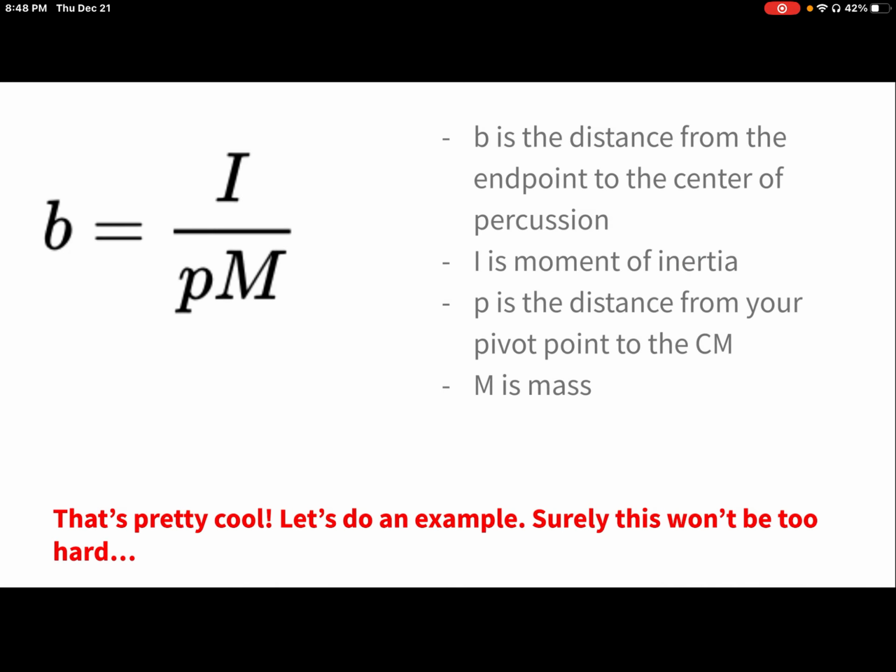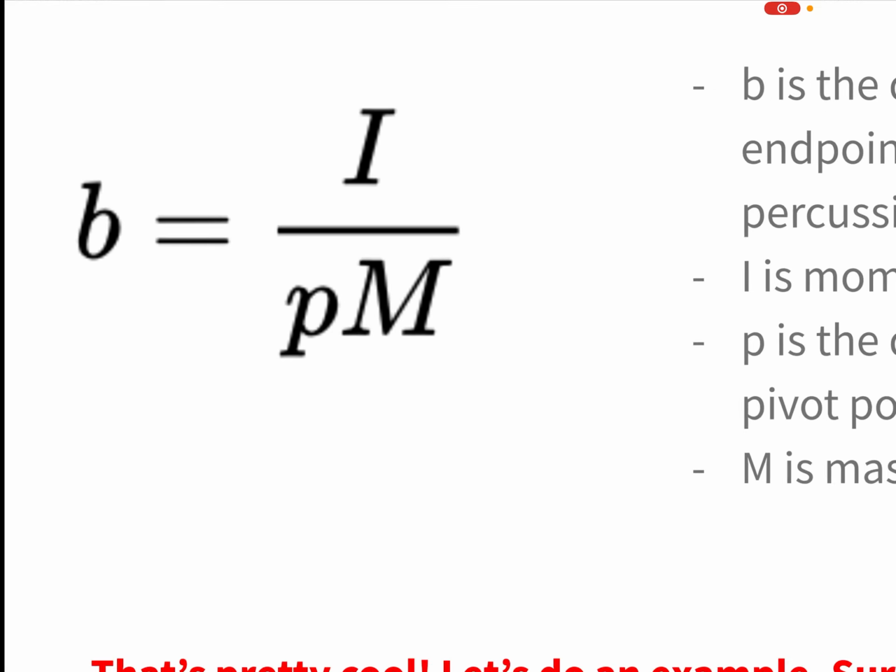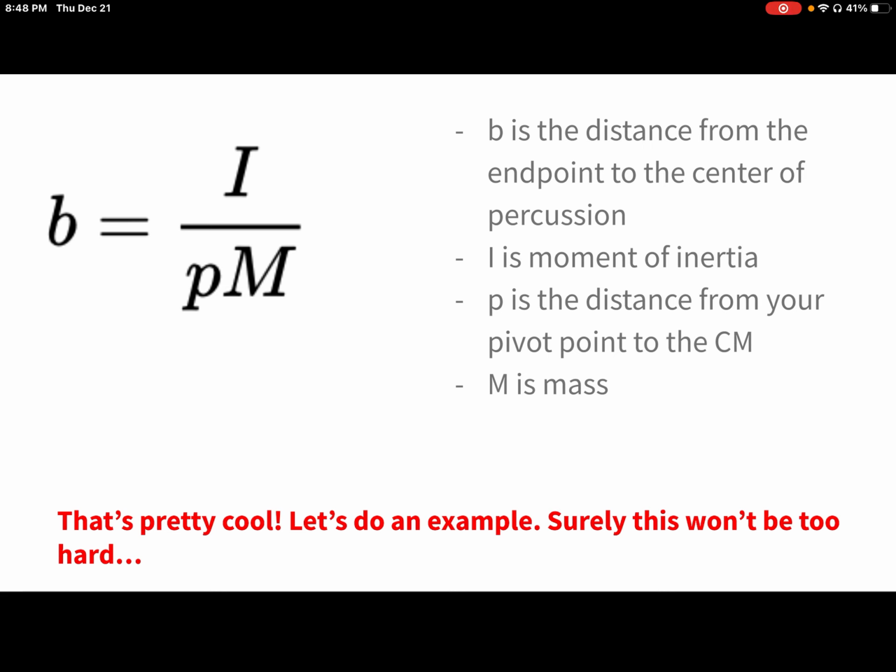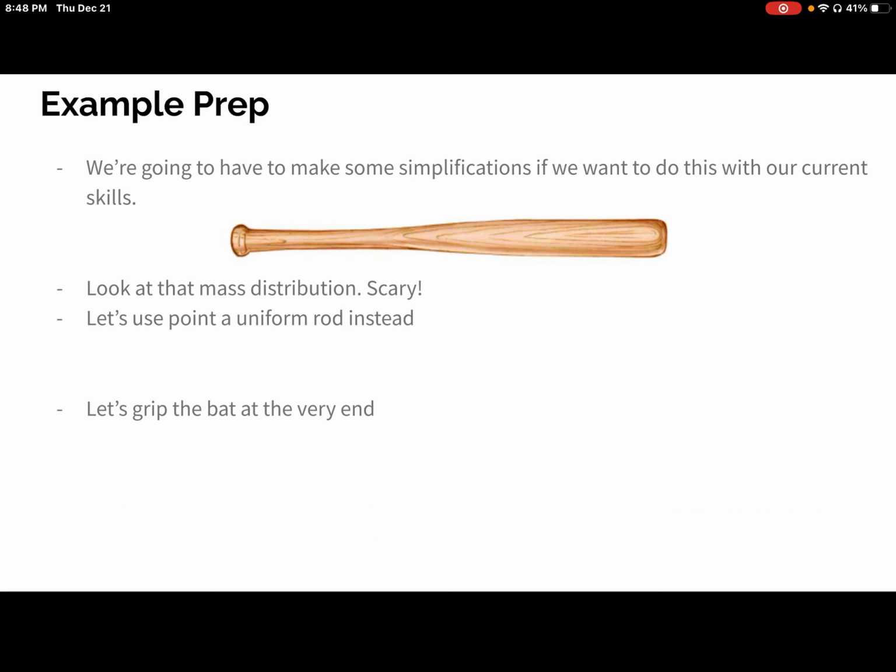So there's a formula for center of percussion. B is the distance from the endpoint, or your pivot point, on the bat to the center of percussion. I is the moment of inertia. P is the distance from your pivot point to the center of mass. And then M stands for mass. This is a pretty cool formula. It's an example, I'm sure, it won't be too hard.